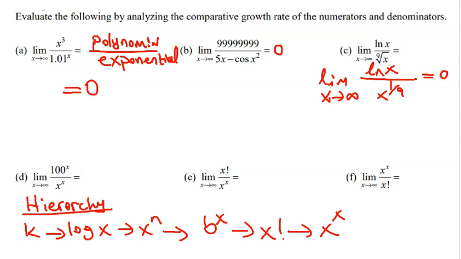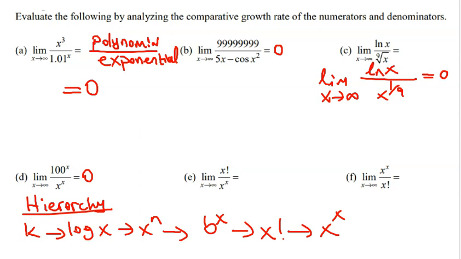Now let's continue. In part D we have the limit as x approaches infinity of 100 to the power of x over x to the power of x. Again we have two exponential functions, but one of them has a constant base and the other has an algebraic base. An exponential with an algebraic base has a larger growth than one with a constant base. So the denominator is going to get infinitely bigger than the numerator, and the limit of this expression will be 0.